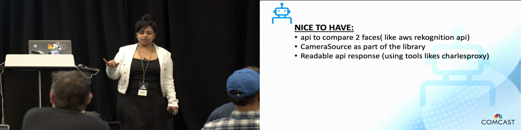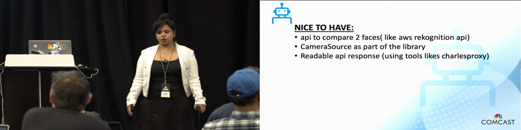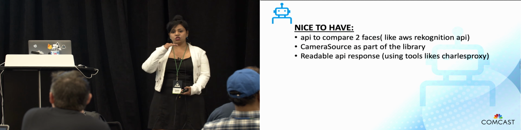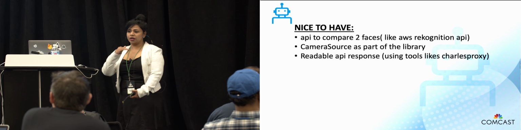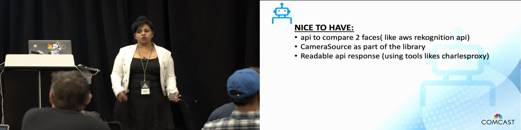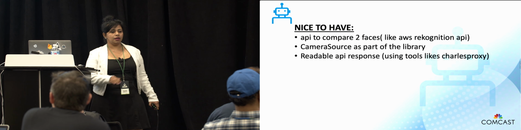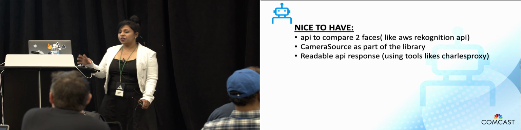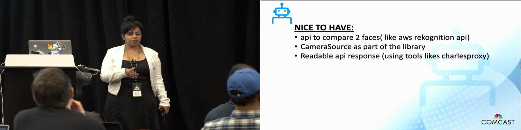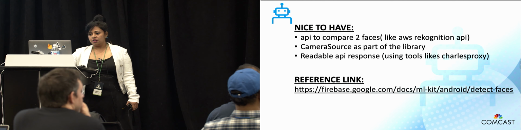Next one is, I didn't see a readable API response. Anybody who's used Charles Proxy or Postman can always see the JSON object returned, and you can manipulate the values based on that response. But in this, it always gives you 200 success, and that's it. So anytime I have to get the code, use the object, and find what the different values are. Here's a reference link.